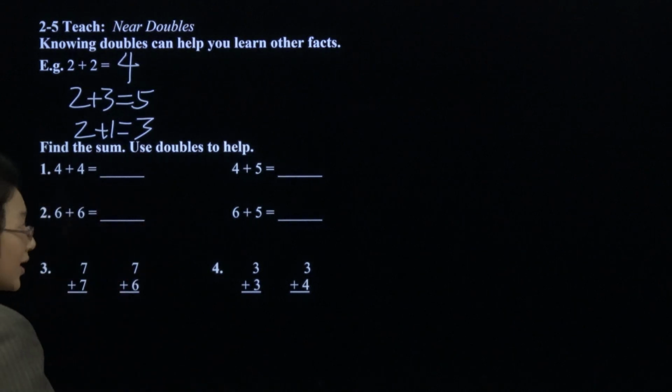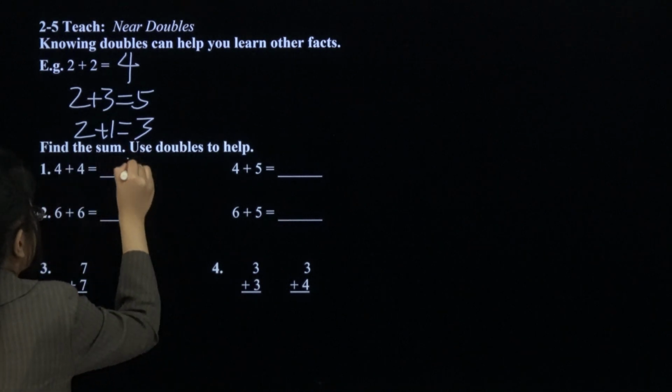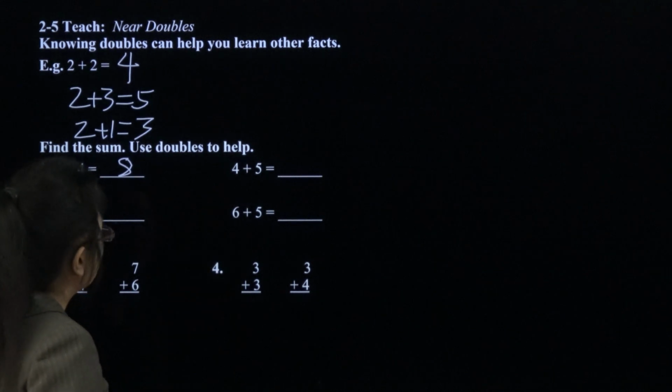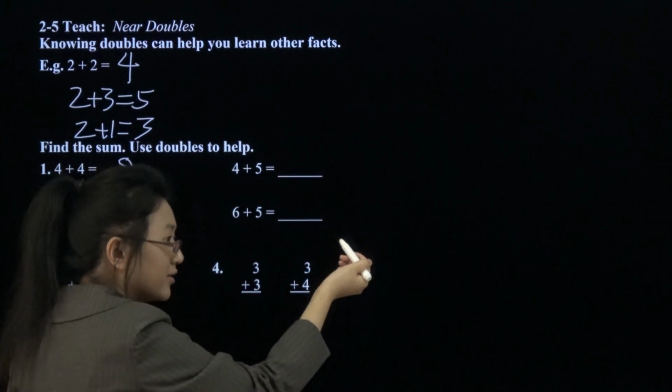So 4 plus 4, it's a double, and if you remembered it, it's 8. So what's 4 plus 5? Well, that's 1 more than 8. What's 1 more than 8? 8, 9.